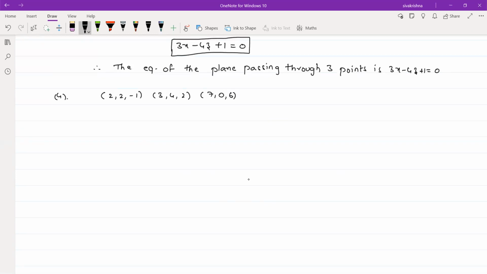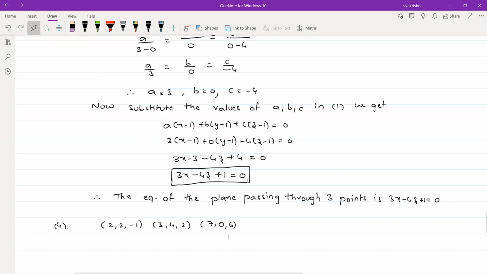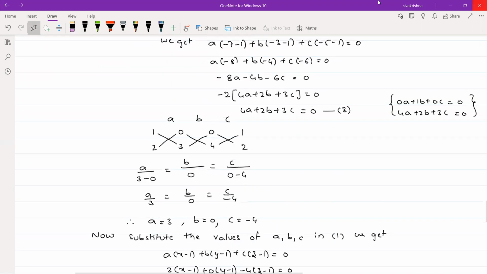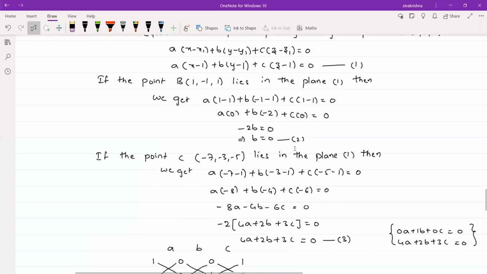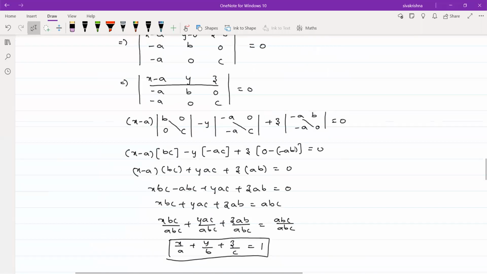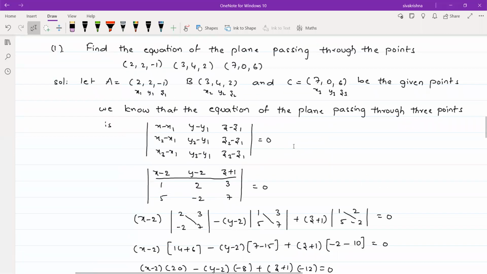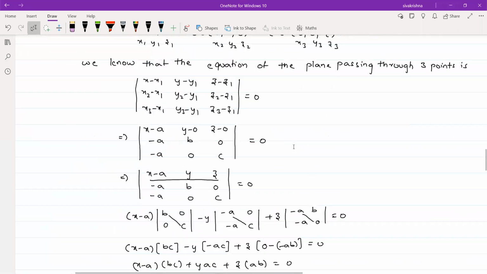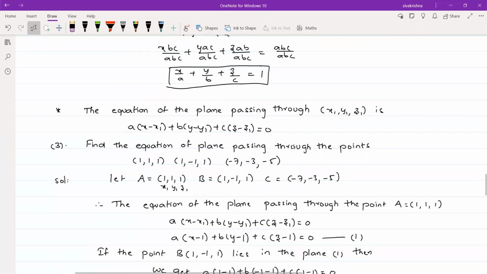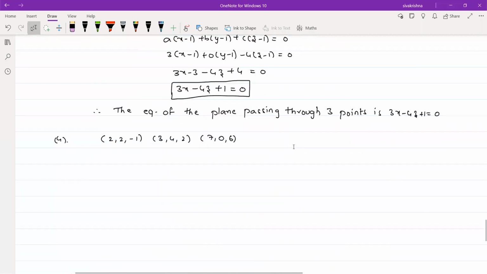This particular problem we have already discussed in our previous class by using the formula. In our first problem, we already found the equation of the plane passing through 3 points, and the points are 2 comma 2 comma minus 1, 3 comma 4 comma 2, and 7 comma 0 comma 6. So there we used the determinant formula. Now I am going to use the formula we discussed just now, to find the equation of the plane through these 3 points.